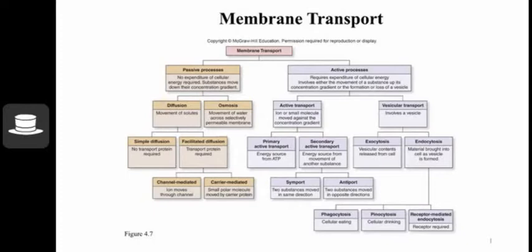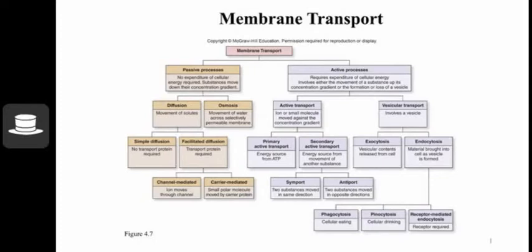Now, active processes are going to require an expenditure of cellular energy in the form of ATP, but this lets us do some different things. This allows us to move things against their concentration gradient, and go from a low to a high concentration if we wish, but it's going to take work and energy to do that. If the membrane simply grabs a hold of a molecule and shoves it out to the other side of the cell, that is what we call primary active transport.